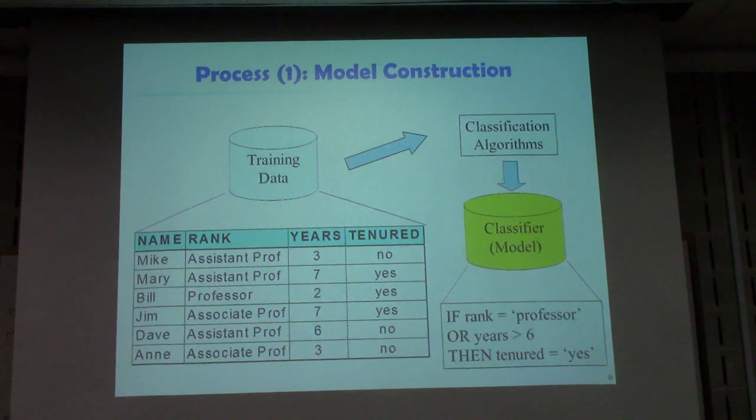Okay, it doesn't matter how you say it, but anyway, we have this algorithm to decide. So this is the model. The rule is: if the rank is professor, or years is longer than 6 years, then the professor is tenured.